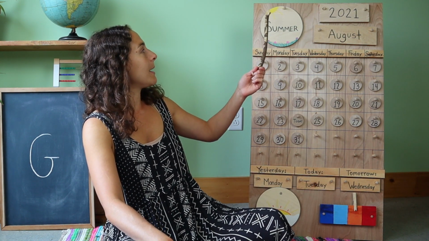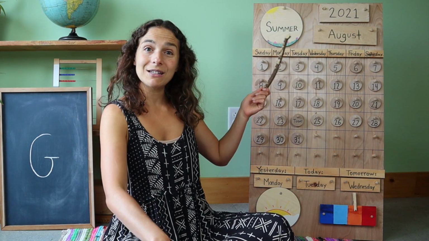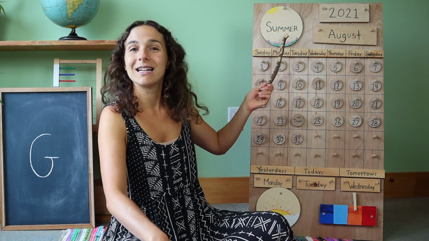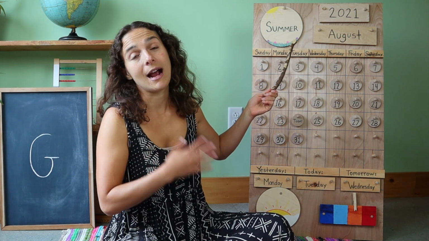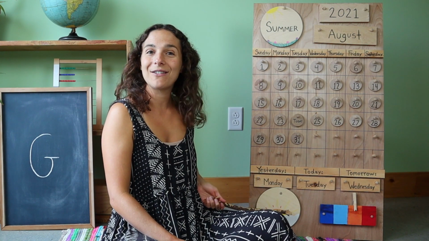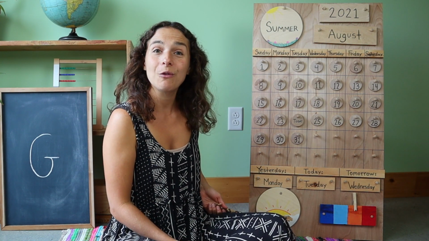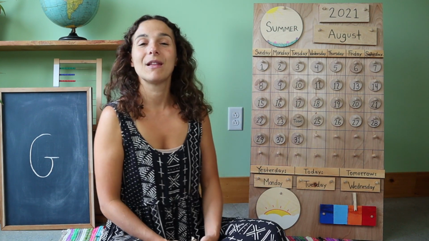Let's go back up to the top of the chart where we find the season. What's the season right now, friends? Summer. That's right, it's still summertime where I live for a few more weeks. And if we go back down, I have a picture of the weather. So that means that it's time to sing the weather song together.